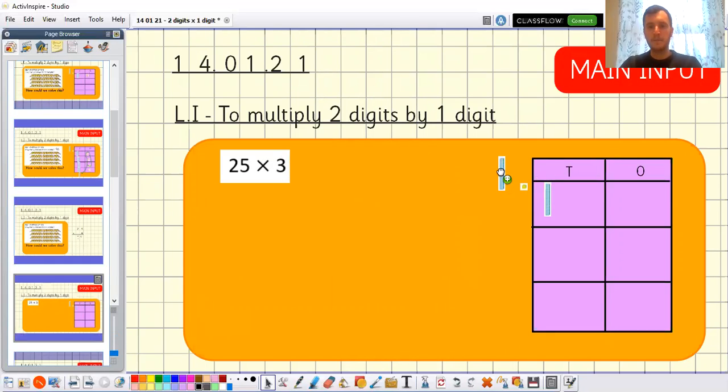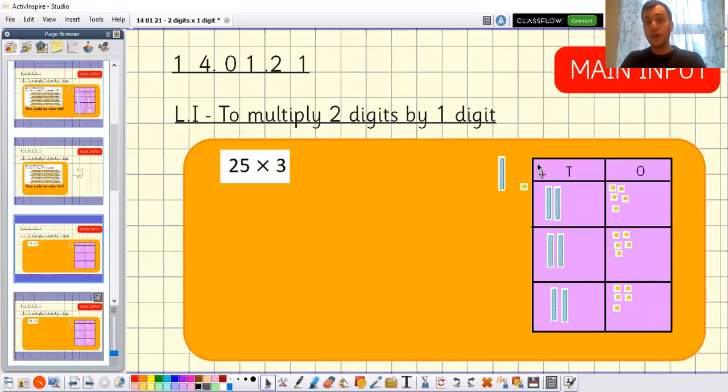So it goes 10, 20, 1, 2, 3, 4, 5. There's one group of 25. Again, I'm going to skip forwards to show you where I've created 3 groups of 25.